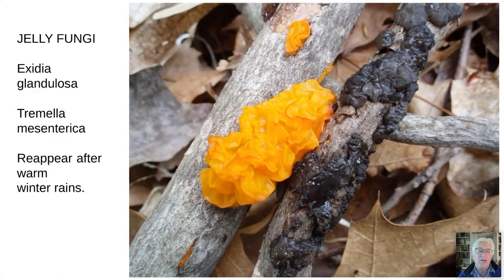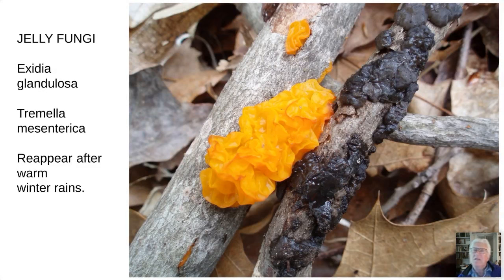And jelly fungi, they're going to be the quickest to come back in a warm spell. And we may very well find some of these. These are Basidiomycetes, a particular subdivision. The basidium is actually split in two, and so that defines the entire genus, the family of them. So this is Exidia glandulosa, and this over here is Tremella mesenterica.